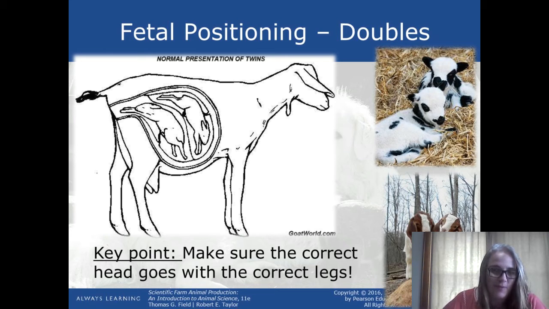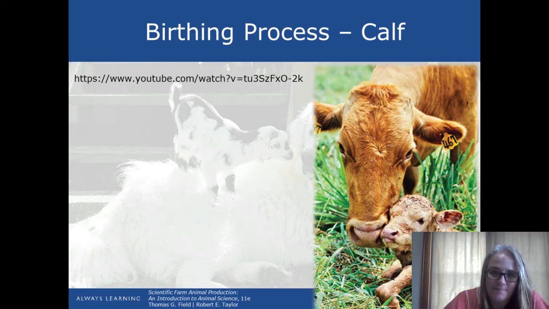When animals have twins, this is kind of what it looks like in a normal presentation. You can see that they are flip-flopped around just a little bit. The key point is to make sure that the correct head goes with the correct legs if you end up pulling calves or pulling goats or lambs, so that you don't harm the young.